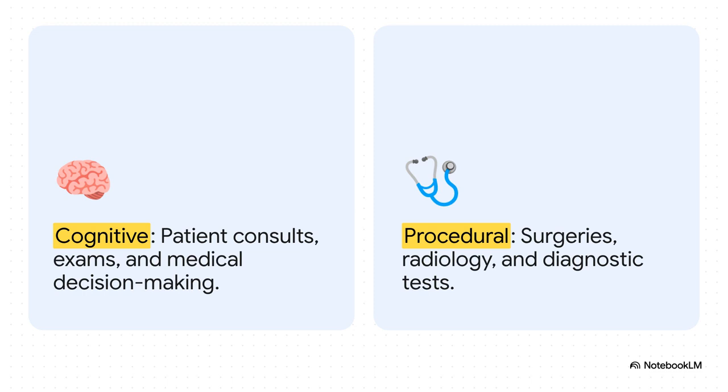It's kind of like the difference between being a medical detective versus a medical mechanic. Cognitive services, which are your E/M codes, are all about patient consultations, physical exams, and the heavy mental lifting of medical decision-making. On the flip side, procedural services are the physical actions, the surgeries, reading the x-rays, the diagnostic tests. E/M is fundamentally about thinking, evaluating, and managing.